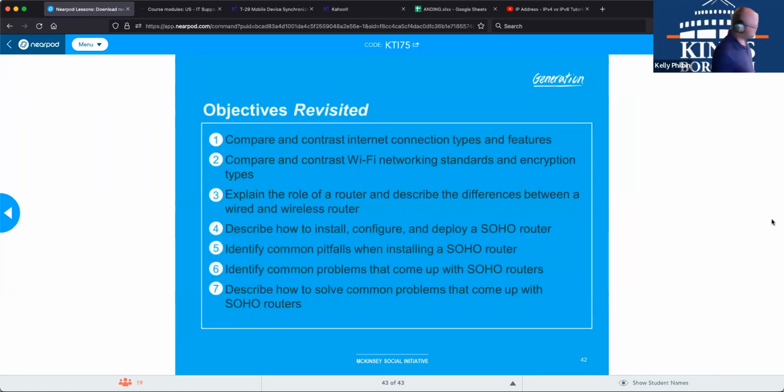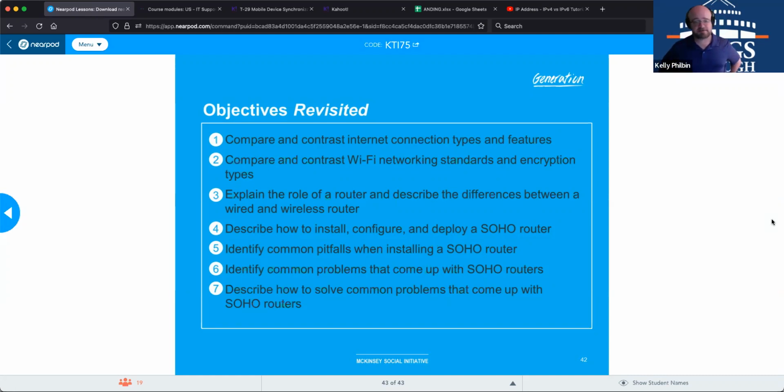Now, after all of that, we should now be able to compare and contrast internet connection types and features. Compare and contrast Wi-Fi networking standards and encryption types. Explain the role of a router. Describe the differences between a wired and wireless router. And then we got into some basic configurations and troubleshooting with our routers.